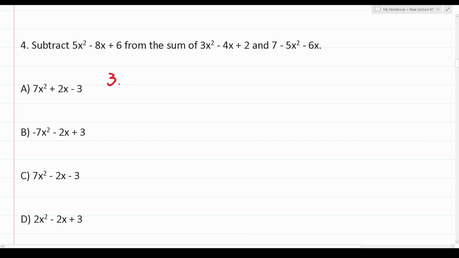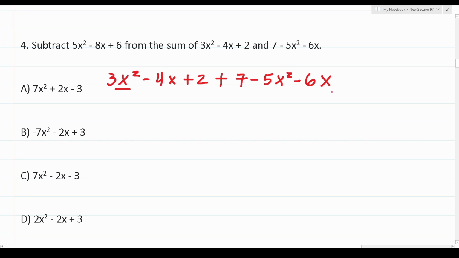Again, we have 3x squared minus 4x plus 2. And we're going to add to that plus 7 minus 5x squared minus 6x. All right, so when you add polynomials together, the only thing you really have to do is combine like terms. And what are like terms? Like terms have the same letter variables raised to the same powers. So in 3x squared, for example, we have the letter variable x raised to the second power.